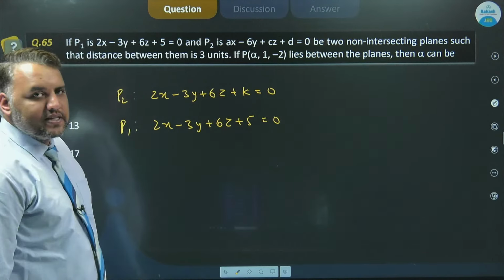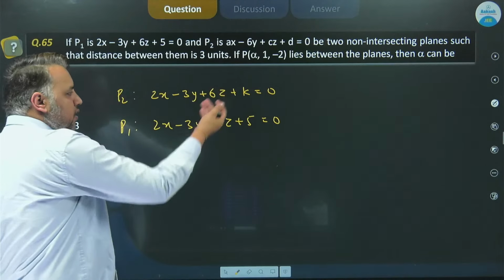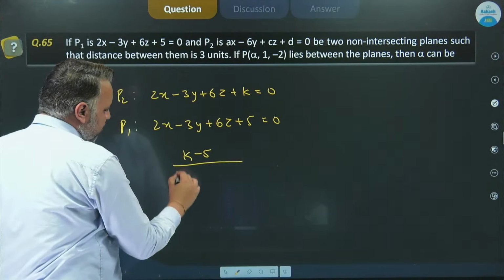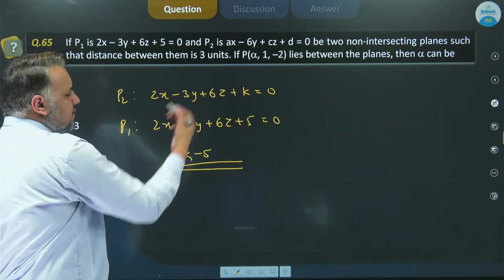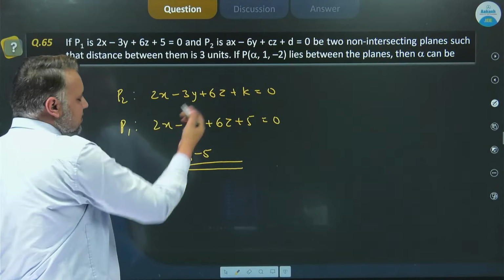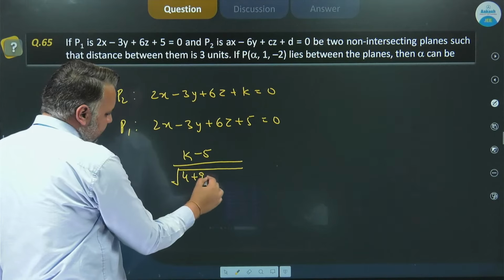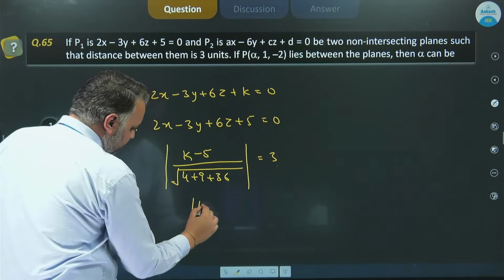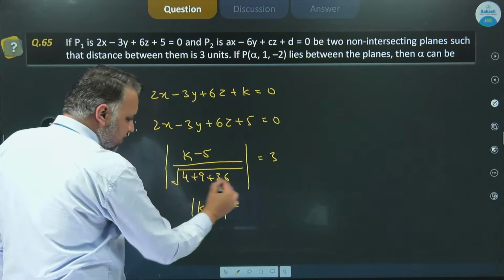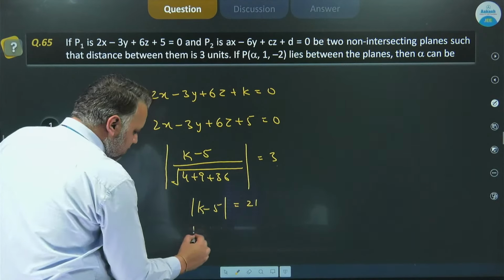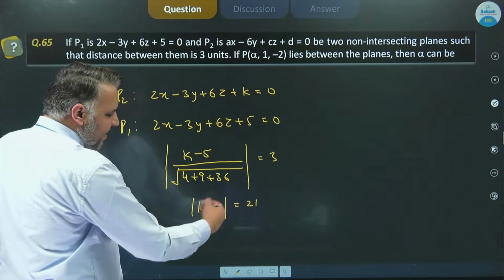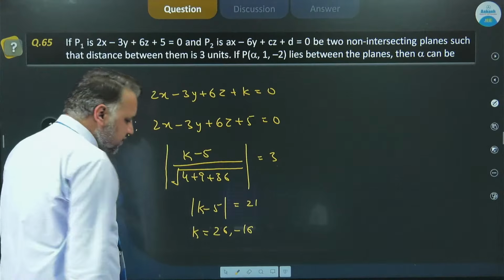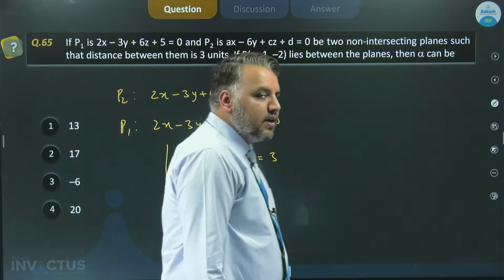The distance between these two planes is given as 3 units. So we can calculate the value of k, because the distance between parallel planes will be mod of k minus 5 divided by root of a square plus b square plus c square, and that is nothing but root of 4 plus 9 plus 36. So mod of k minus 5 divided by 7 must be equal to 3. So mod of k minus 5 is 21, so k can be 5 plus minus 21. So that will be 26 or minus 16. There will be two possible values of k.